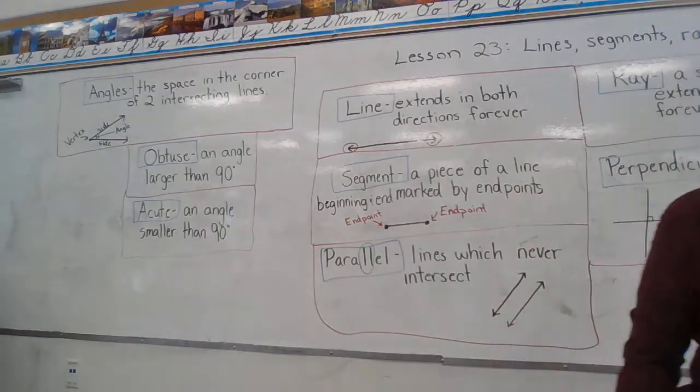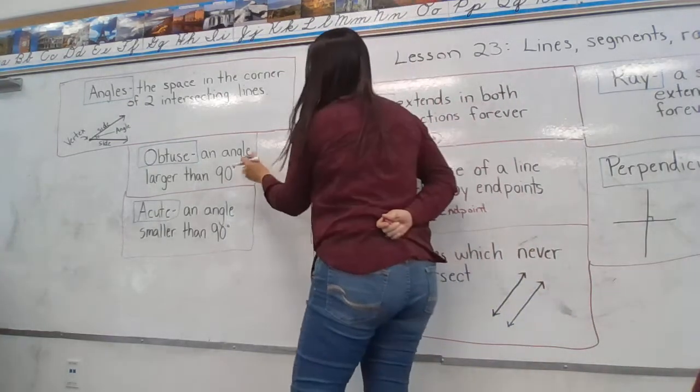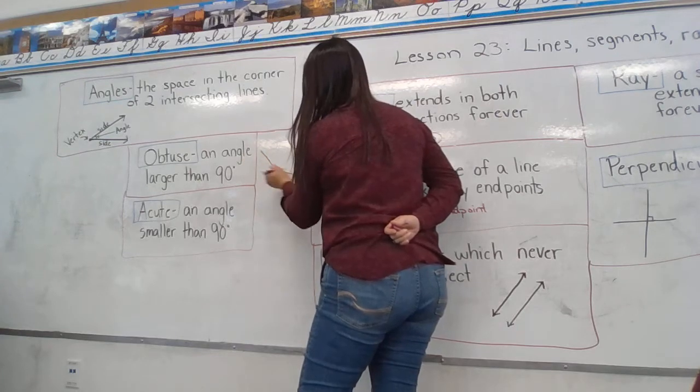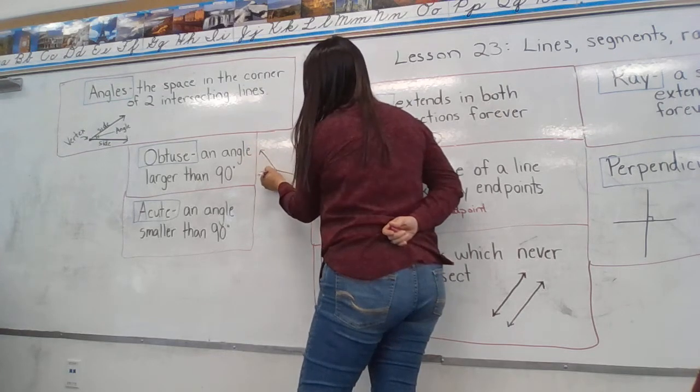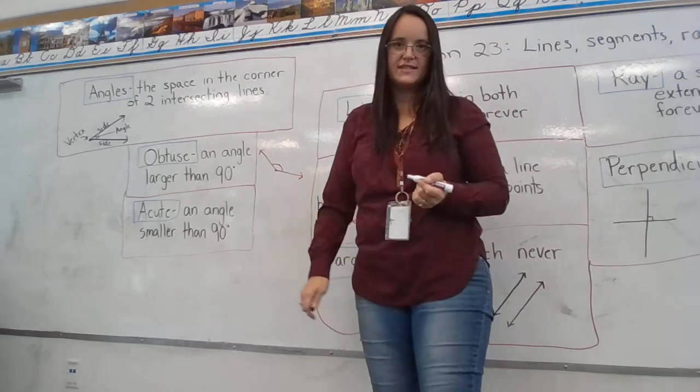And I didn't actually write an example, so let me do that now. So, an obtuse angle here would be something like that, where this is the vertex, and we've got all that space in between my two sides. Okay?